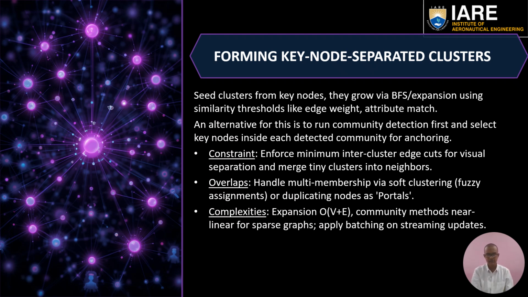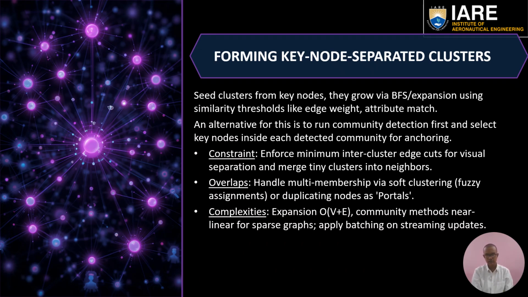The three aspects I would like to state are as follows. First is constraint. We have to enforce minimum intercluster edge cuts for visual separation and merge tiny clusters into neighbors. Third one is overlaps. We have to handle multi-membership via soft clustering or fuzzy assignments or duplicating nodes as portals.